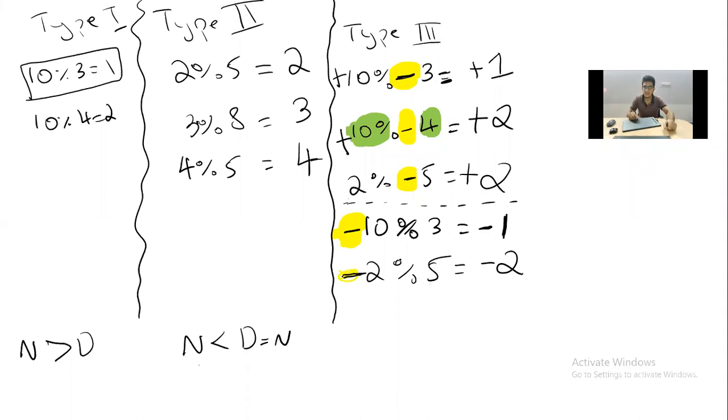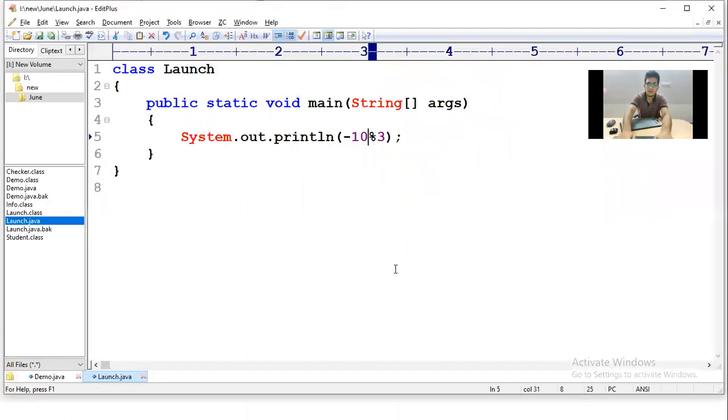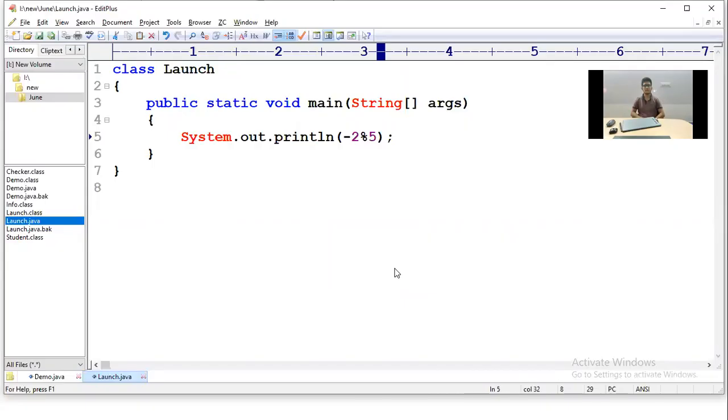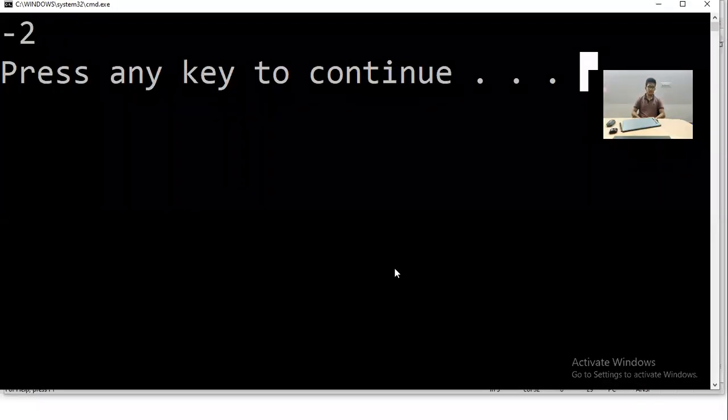So let's check this, minus 2 mod 5. What is the answer? The answer is minus 2 only. Okay, so this is simple.